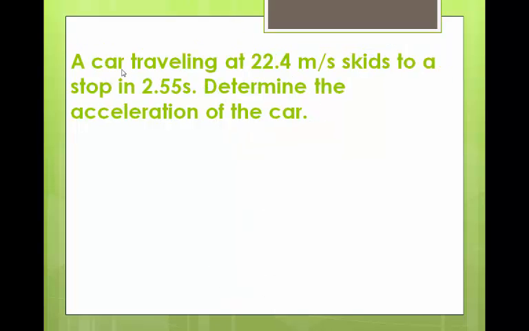A car traveling at 22.4 meters per second skids to a stop in 2.55 seconds. Determine the acceleration. So this one goes the other way. It's going 22.4 and skids to a stop, and a stop would be 0 meters per second. So if you use your equation, you would have 0 minus 22.4 because 0 is your final speed because it skidded to a stop, and subtract the initial speed. Divide it by the time, and you get negative 8.78 meters per second or meters per second squared. So whenever you see something that is negative or something that is slowing down, you're going to know that your number is negative. It has to be.